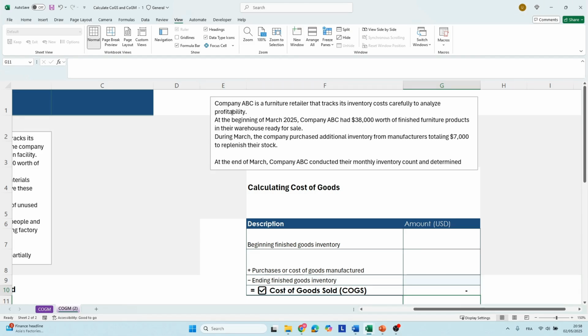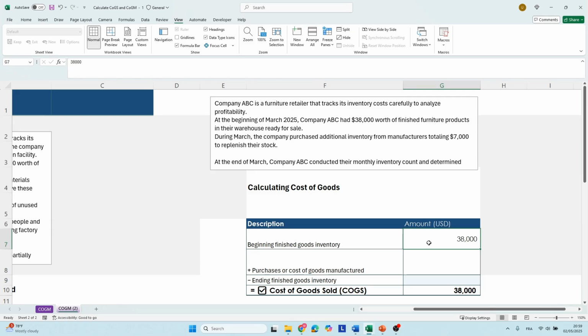Let's have an example. ABC is a furniture retailer that tracks its inventory costs carefully to analyze profitability. At the beginning of March 2025, the company had 38,000 worth of finished furniture products in their warehouse ready for sales. So the 38,000 is considered as beginning finished goods inventory, 38,000. I will just put it here in our table that we have created, and you can also find it to download and use for practice.